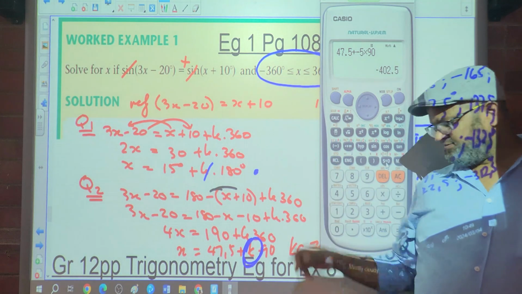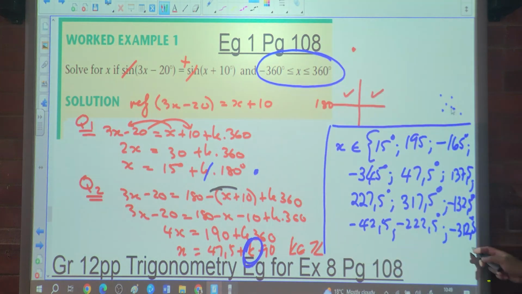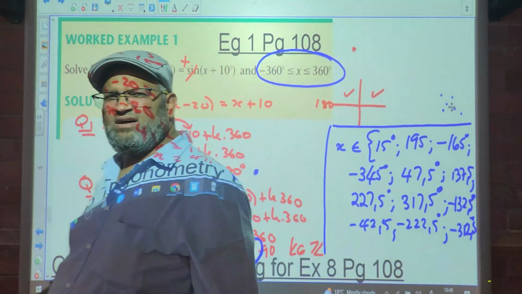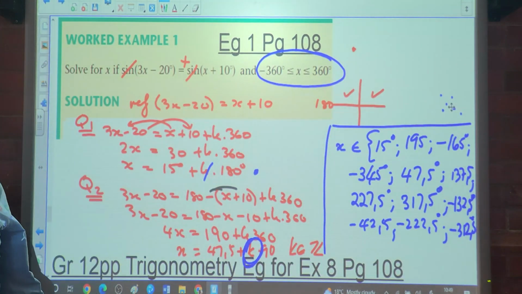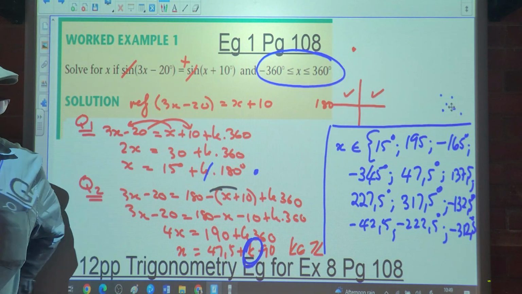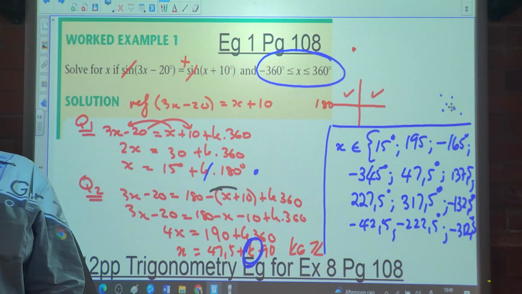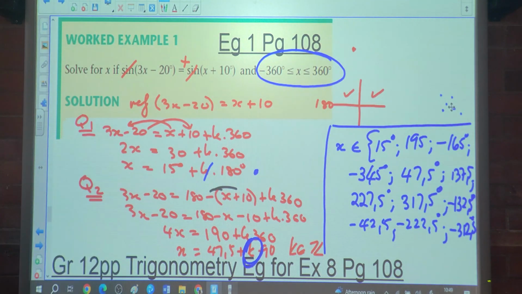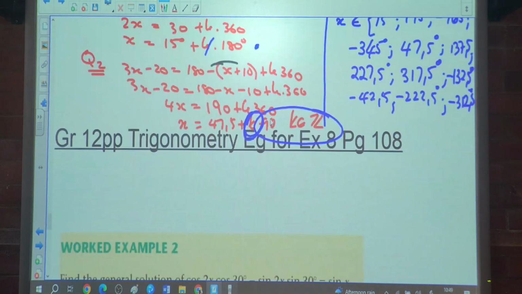You guys understand? Is that right according to the textbook? They give all their values. Yes? Strange. Okay. But that's in the solution. But you guys understand? Is there any confusion? No. Okay, let's carry on.